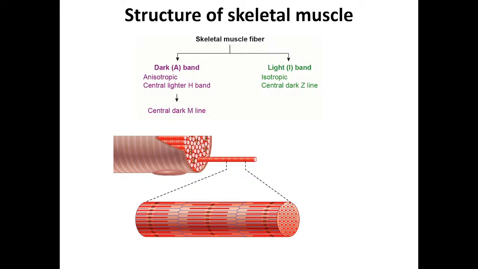So here we can see this is the dark band, this is the light band, dark band, light band. Now in this light band, can you see this line? This is the Z line. Now here this is the dark band, and in the dark band here is the lighter H zone, and this is the Z line, this is the Z line. Now this particular part is called the sarcomere. Clear?